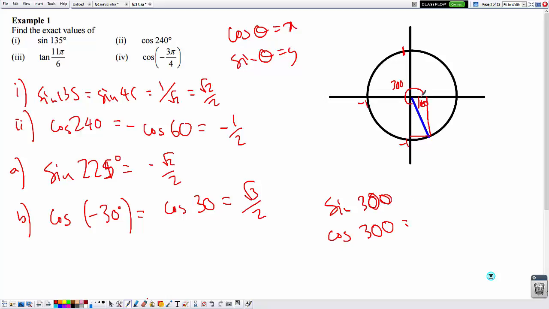Well, cos of 300 is just, when I make that angle 300 degrees going anti-clockwise from my x-axis, it's my x value for this line. So it's this coordinate. Well, I know I'd get exactly the same x value if I did 60 degrees. So this is exactly the same as cos of 60, which we know is equal to a half. Let's now think about sine of 300.